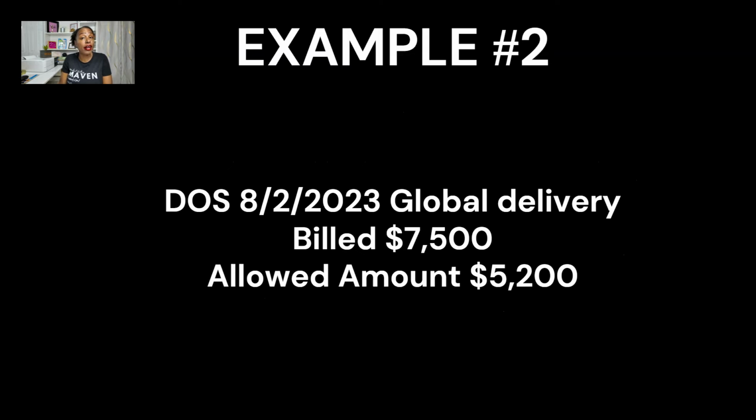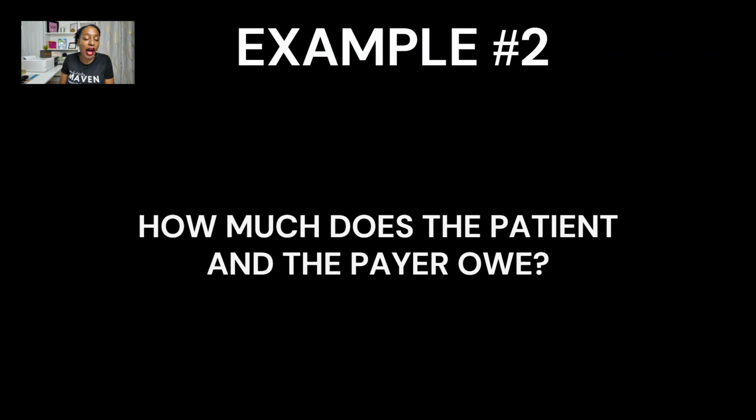So on August 2nd, 2023, which is the date of service, the patient delivered. They had a global delivery, meaning they had antepartum care, the delivery, and postpartum care, and it was billed as inpatient. $7,500 was billed and $5,200 was the allowed amount. How much does the patient owe, and how much does the payer owe?